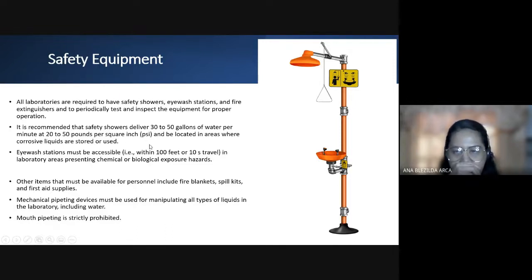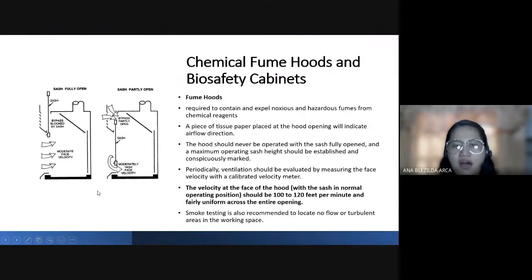Another thing is the eye wash station. Yung eye wash station daw na yan, dapat at least within 10 seconds of travel lang from the work area. So, dapat malapit siya sa work area. Para saan tong eye wash station? Ito ay kapag may tumalsik sa mata mo and then kailangan i-flush ng water yung chemical sa eyes mo. This is very important as well. Now, besides this one, kailangan meron ka rin mga other safety equipment such as fire blanket, spill kit, and first aid supplies. Ayan. Now, let's talk about the chemical fume hoods and biosafety cabinet.